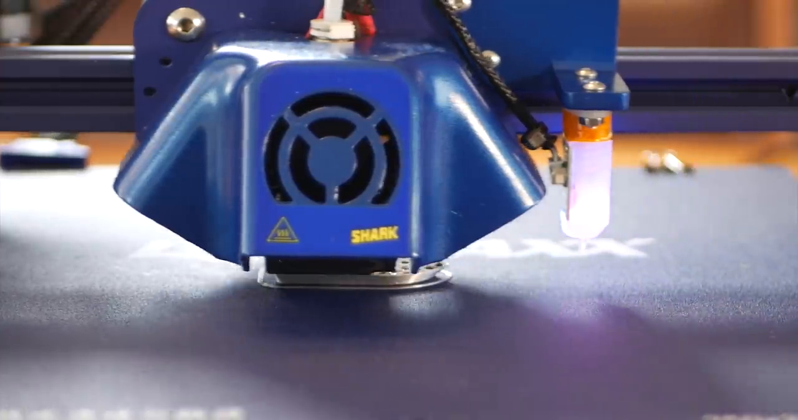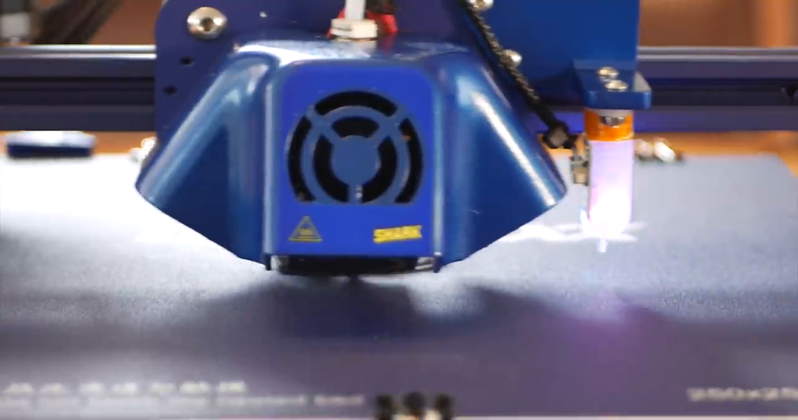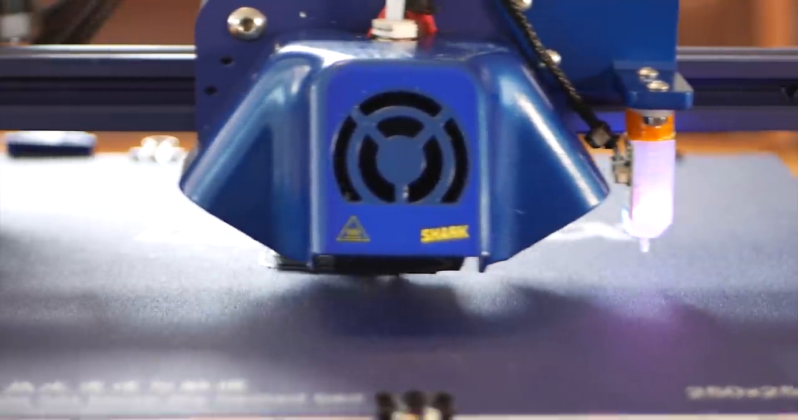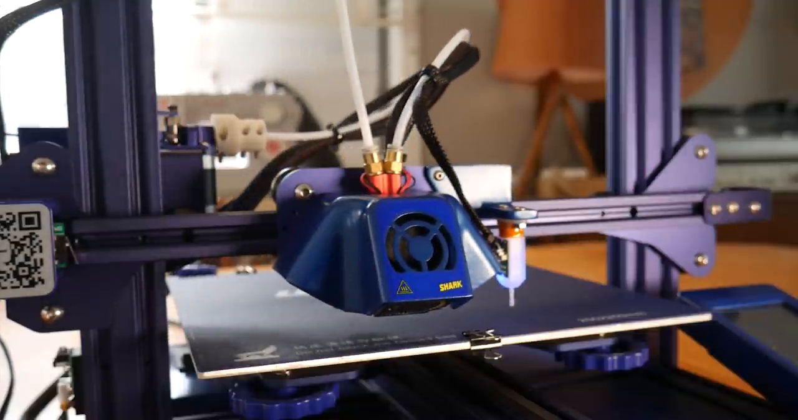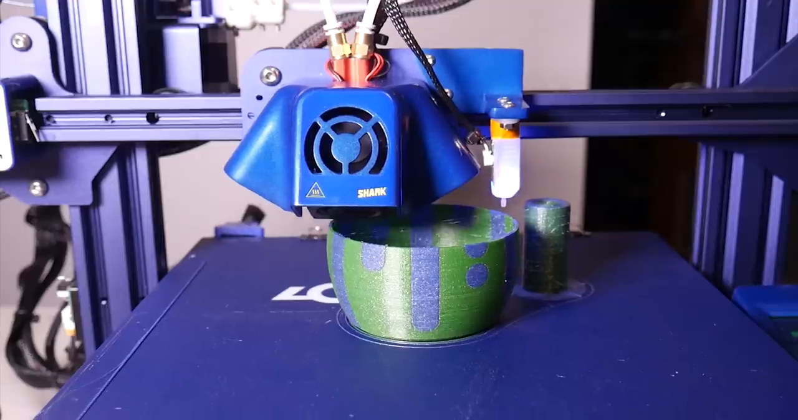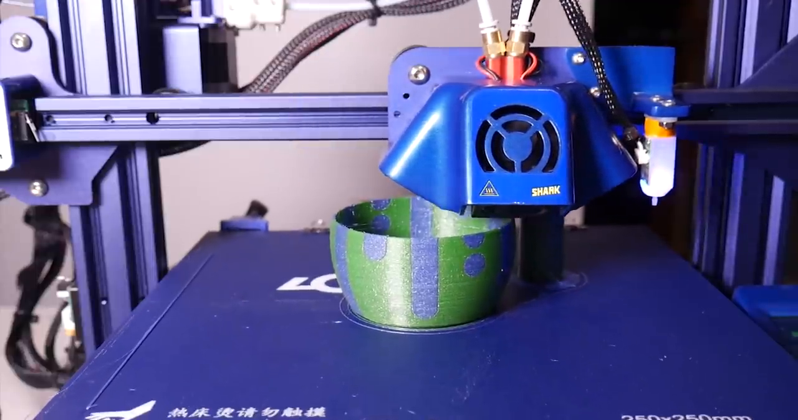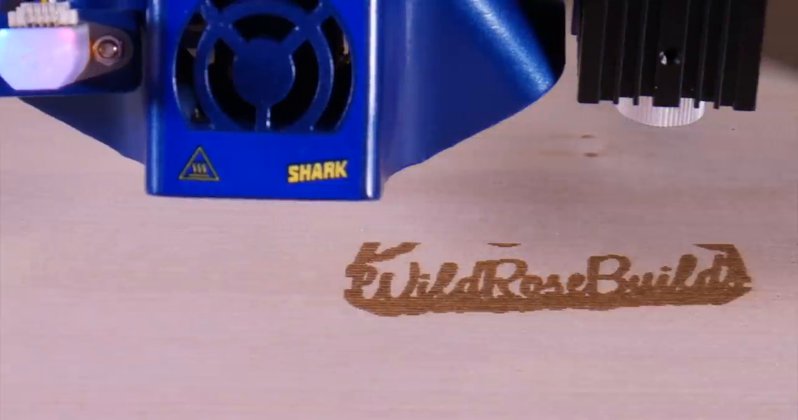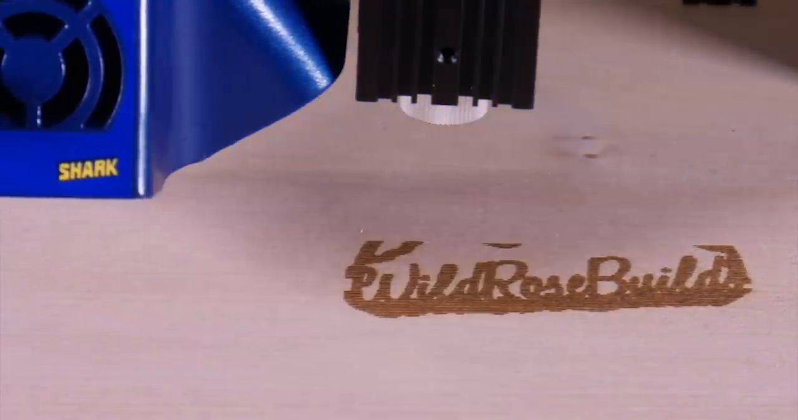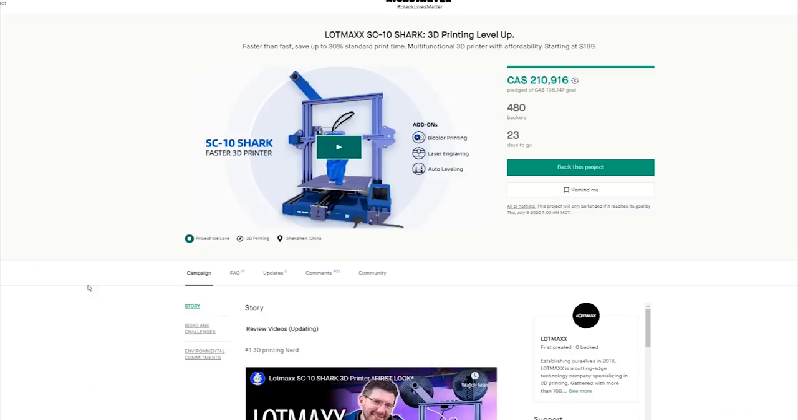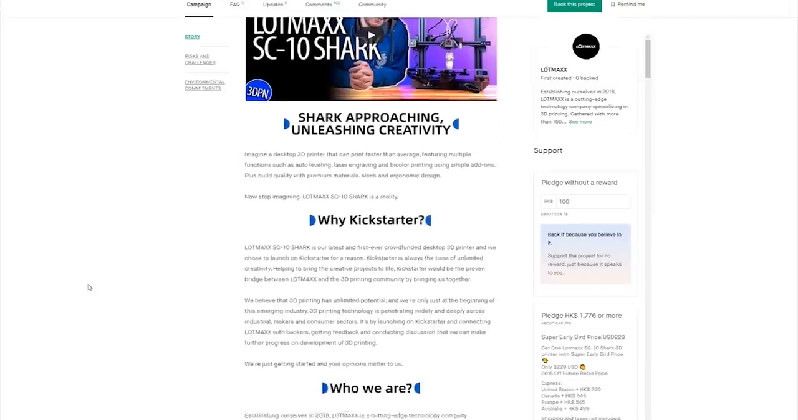The SC-10 Shark is an entry-level 3D printer from LOTMAXX that has a handful of interesting features and a host of optional upgrades, such as auto bed leveling, dual extrusion, and laser engraving. This machine will be up on Kickstarter starting at $250 US. Let's take a closer look.